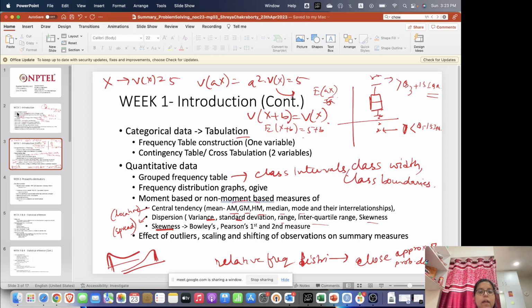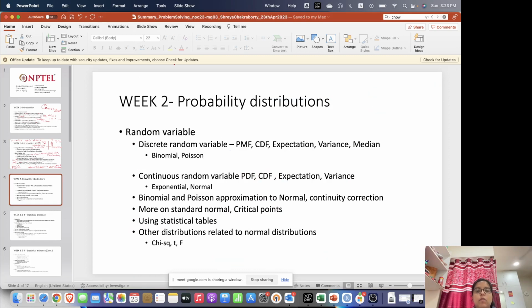just a recap. Then we moved on to probability distributions. First we learnt about random variables. Random variables could be of two types. It could be either a discrete or a continuous variable. So we learnt about the PMF, CDF, expectation, variance, and median in the context of binomial and Poisson. As examples of continuous random variables, we learnt about exponential and normal.